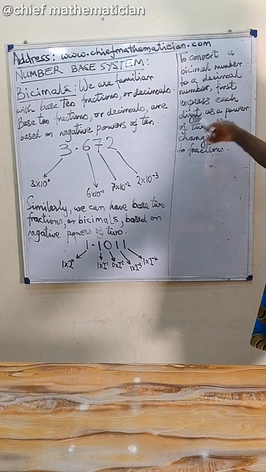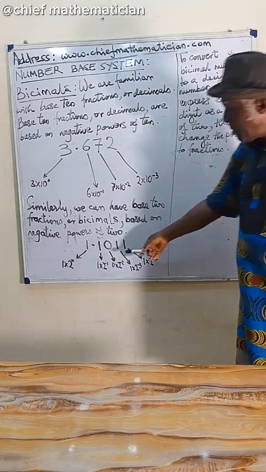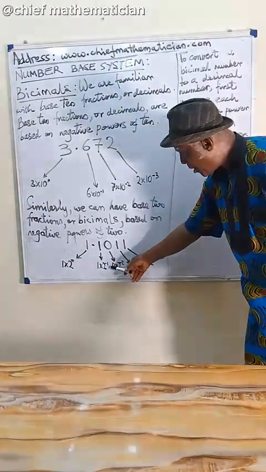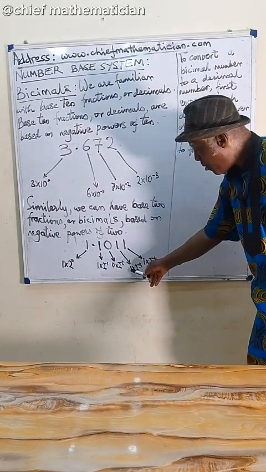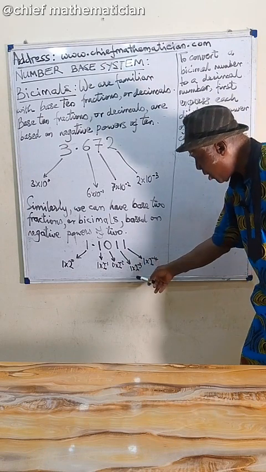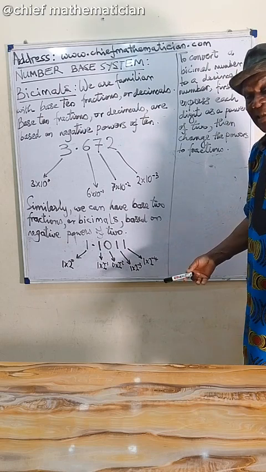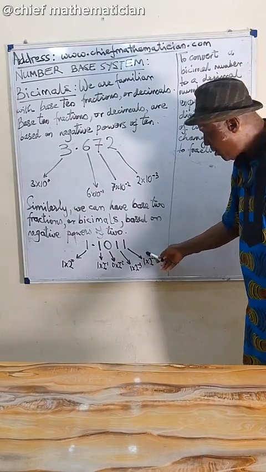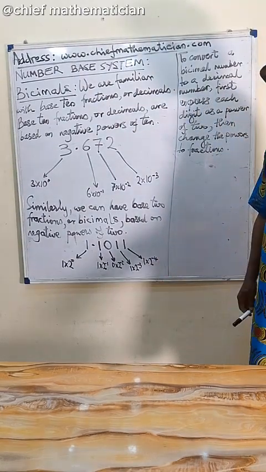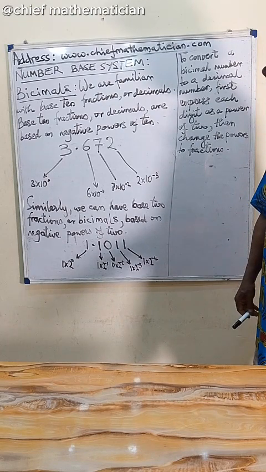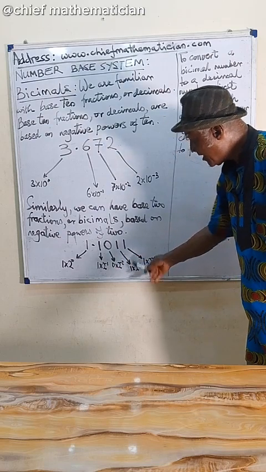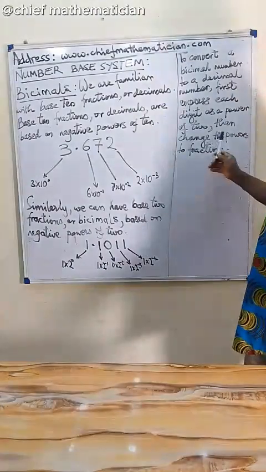We express each digit as a power of 2, then change the powers to fractions. 1 times 2 to the power minus 1 is the same as half. 0 times 2 to the power minus 2, of course, is 0. But 1 times 2 to the power minus 3 is the same as 1 upon 2 to the power 3, which is 1 upon 8. 1 times 2 to the power minus 4 is the same as 1 over 2 to the power 4, which of course gives you 16. So this will now be half plus 0 plus 1 over 8 plus 1 over 16. That is what this is telling you.